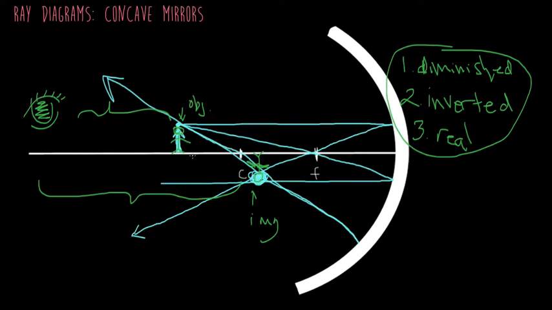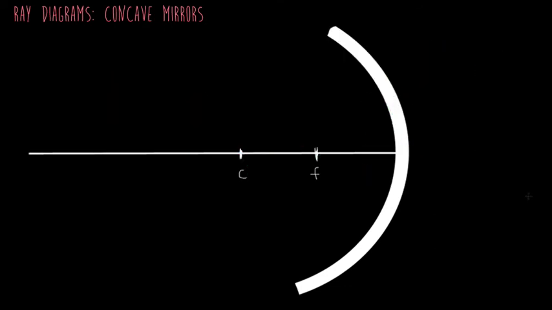Alright, so we know that for an object beyond the center point, the image will be diminished, inverted, and real. But what about if the object is in between the center and the focal point? So let's say we have this object sitting right here. I always draw my objects above the line. That's kind of standard convention, and it makes drawing these easier. It's also easier to tell when something's inverted or not. Alright, so our first line, as always, travels parallel to this axis and then reflects through the focal point.